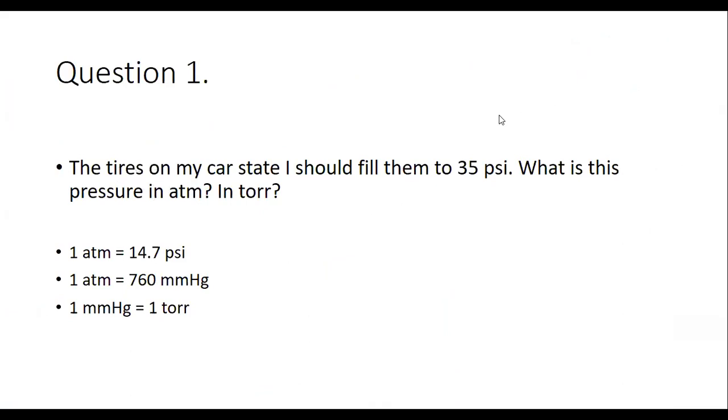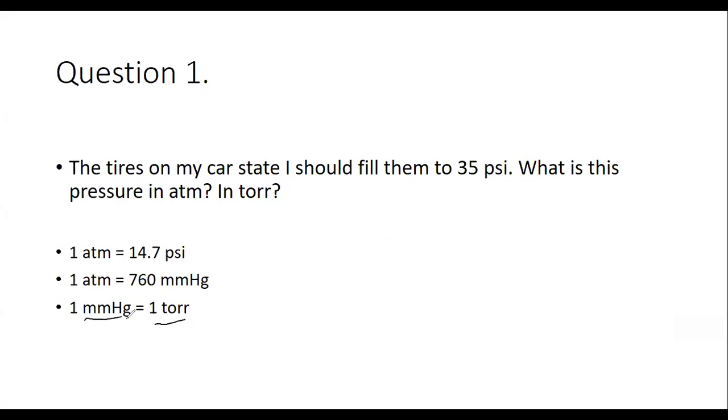Okay, we're just going to talk about pressure units to begin with, because there are a ton of different pressure units. In chemistry class, we're usually going to use the atmosphere or the torr. A torr is a millimeter of mercury.